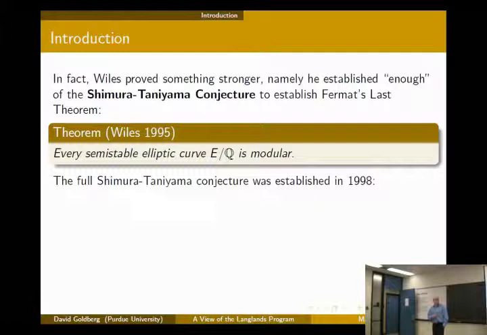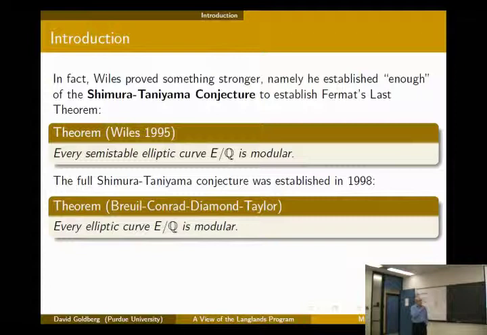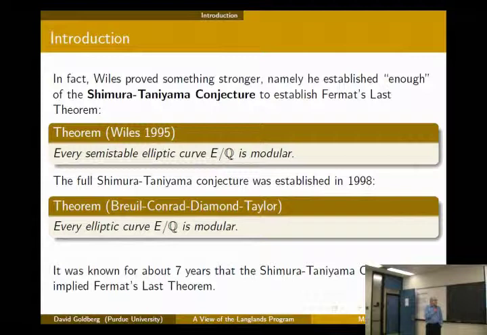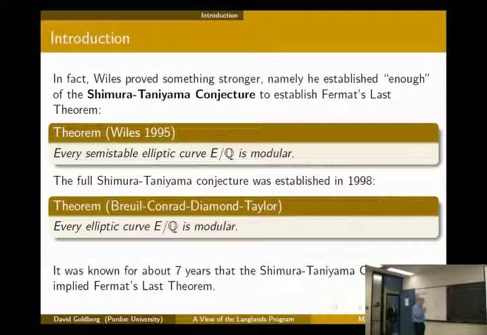I should mention that the full version of this Shimura-Taniyama conjecture was established shortly thereafter by the foursome of Breuil, Conrad, Diamond, and Taylor, Taylor's gang, I guess, and that you can take out the word semi-stable. I'm not going to worry about what semi-stable means in explaining this conjecture. It had been known for about 7 years at the time of Wiles' first announcement that if you could prove the Shimura-Taniyama conjecture, then you could prove the last theorem.